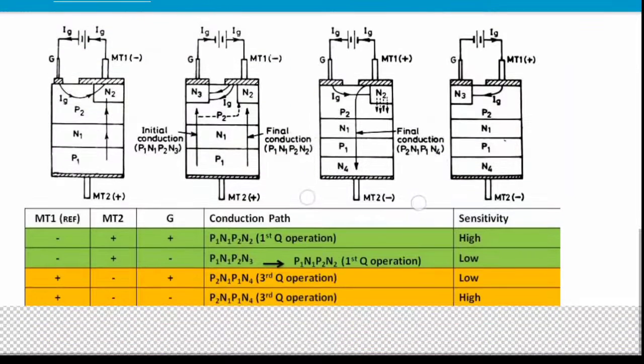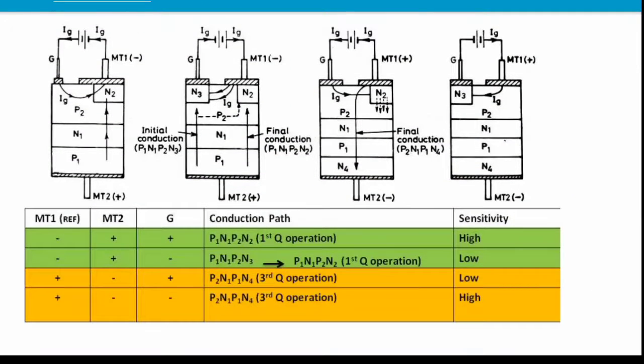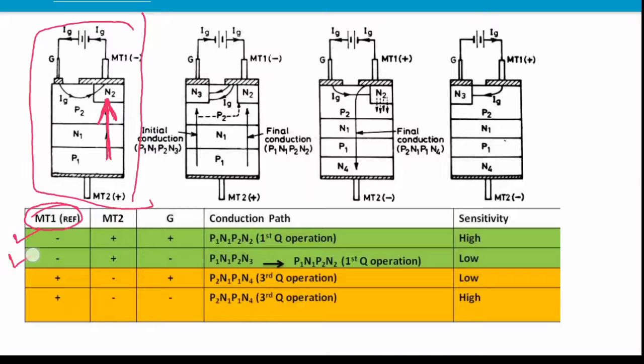First, we consider MT1 as reference, because there are two terminals, MT1 and MT2. With respect to MT1, if we provide MT2 with positive voltage and the gate is also provided with positive voltage, then what will happen? The current conduction path for the first condition is from P1 to N1 to P2 to N2. This is the correct conduction path.